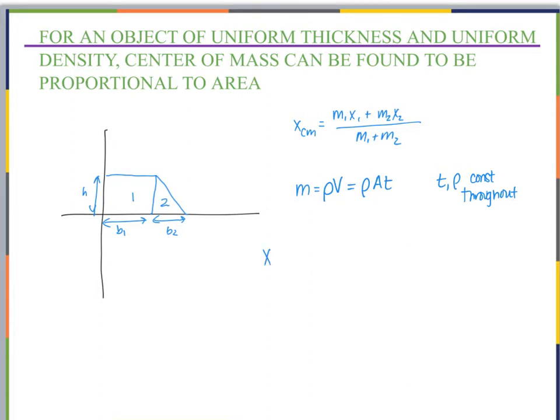So if we substitute this into our expression for the x center of mass, instead of mass 1, we would say it was the density times area 1 times the thickness. So all of this would be m1, and then multiply it by x1. And then for the second piece, the triangle piece, it would be the density times the area of the triangle times its thickness. And so that is m2, and then times x2. And then, of course, we would repeat the values that allowed us to calculate the mass of piece number 1 and piece number 2 on the bottom.